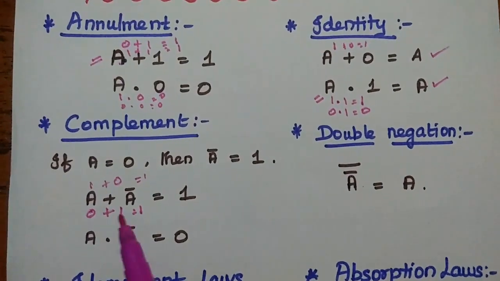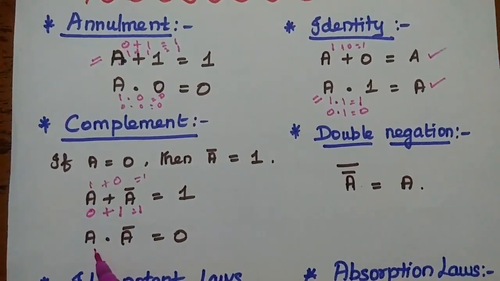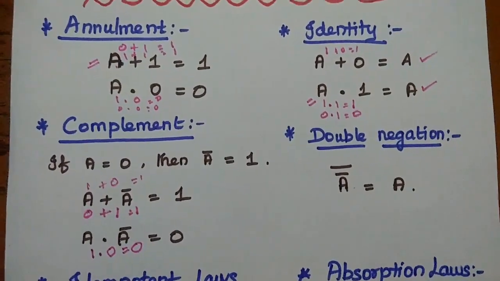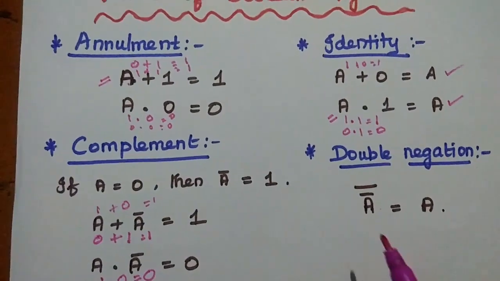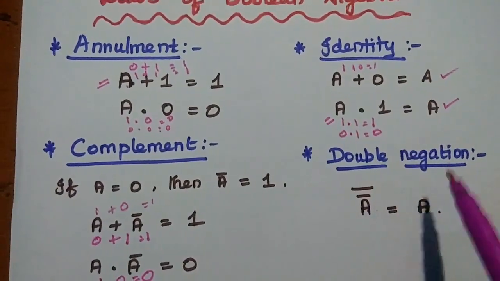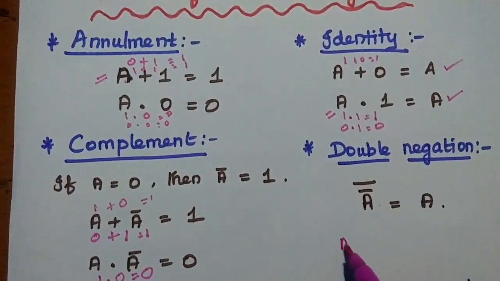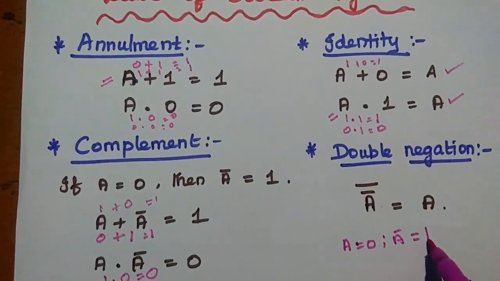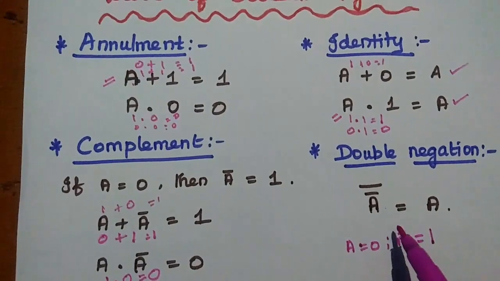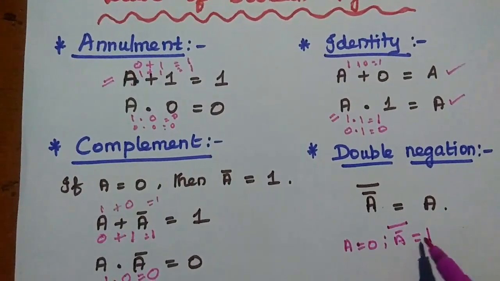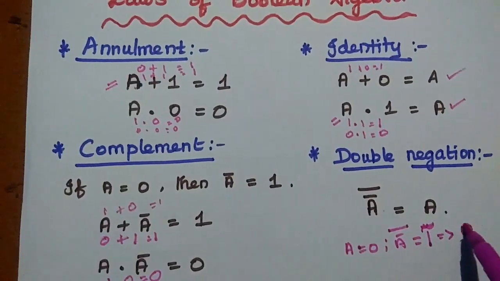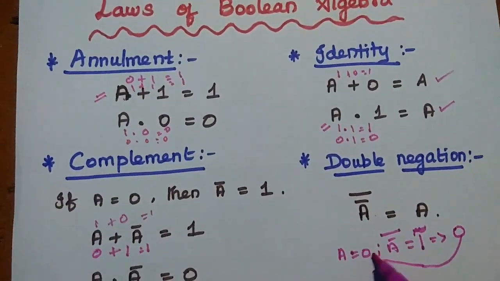Next, if any value is multiplied with its complement, the resultant value is always 0. The same concept. If A is equal to 1, then A bar is equal to 0, and 1 into 0 is equal to 0. So next one is double negation. In this one, we know that A equal to 0 means A bar is equal to 1. If I take one more complement for this complemented value, I get 1 bar is equal to 0. It is equal to A.